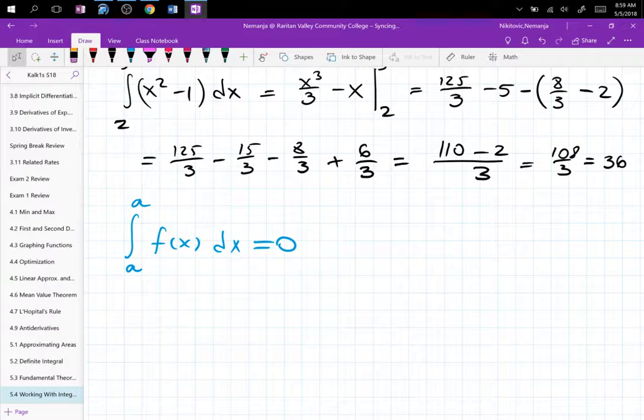Another cool thing that we might use very soon is swapping the limits on the integral.